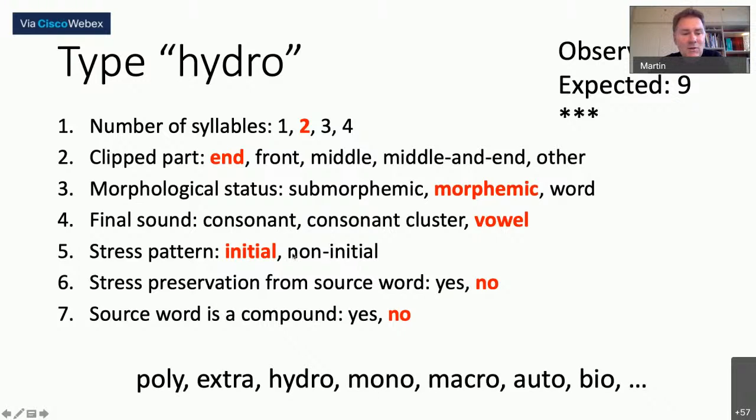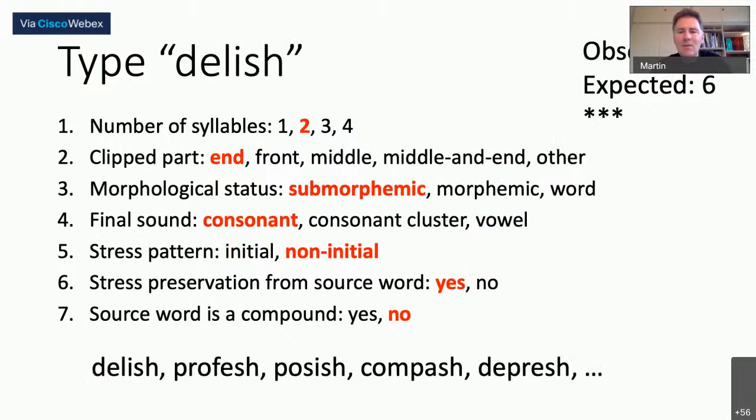It has initial stress, and it does not retain the stress of the source word. So bio has a different stress than geography. And finally, the source word is not a compound. We have more than 100 of these forms in our database, and by comparison, we would expect only 9 that have this precise profile. So this, again, is a highly significant asymmetry in the data.